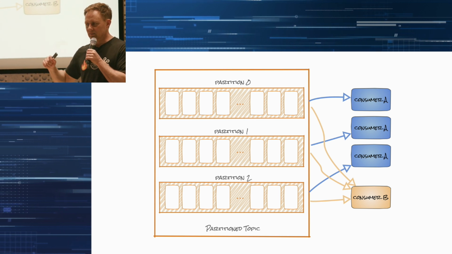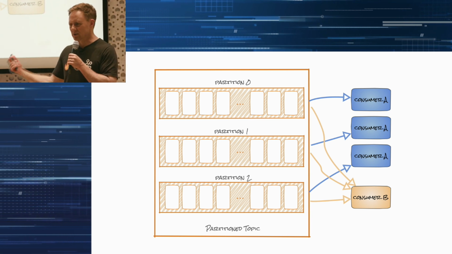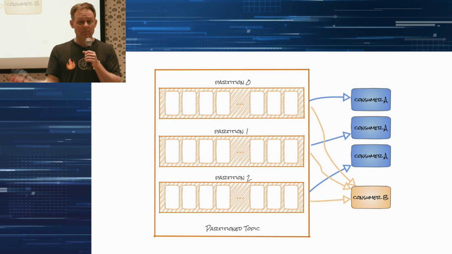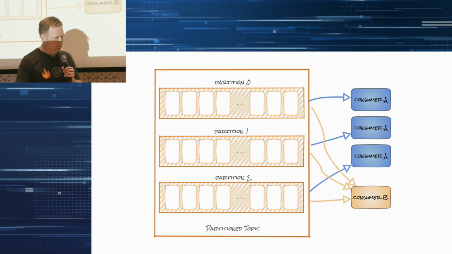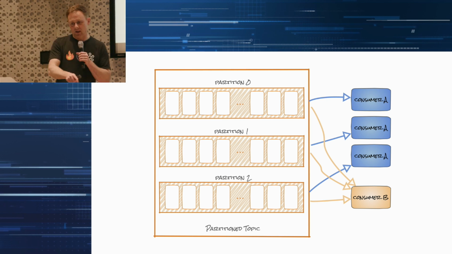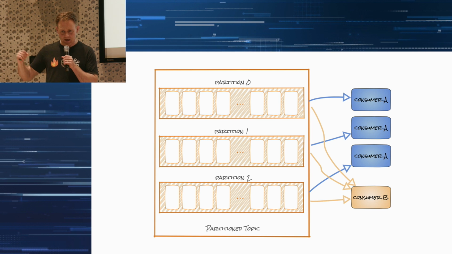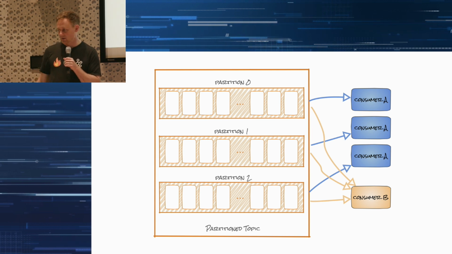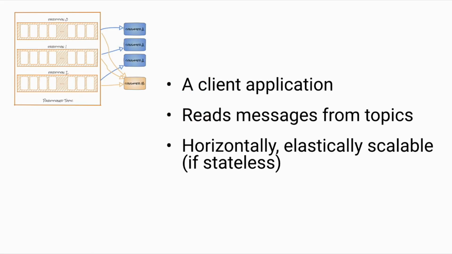So that sucks. We're going to have to fix that, because usually you're going to be aggregating or enriching or doing something where you remember something about a message that you've seen before. So when you do that scaling, if you're just using the consumer library, which is like Kafka assembly language, it does not help you with state at all. Horizontally elastically scalable if stateless, and only if stateless. So this is cool.